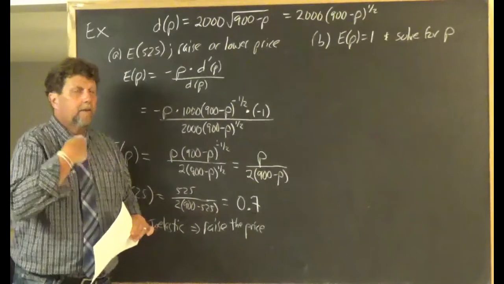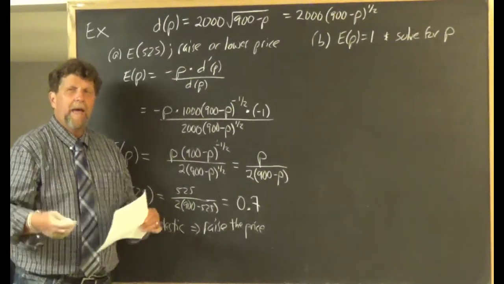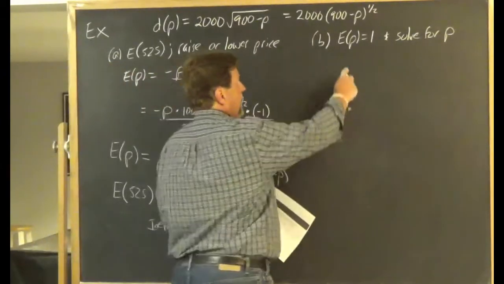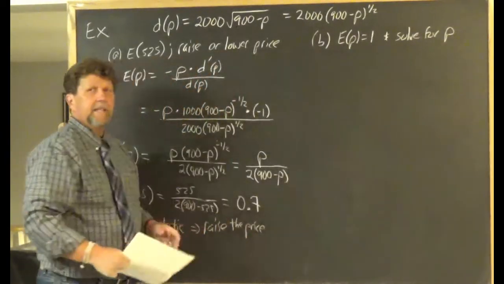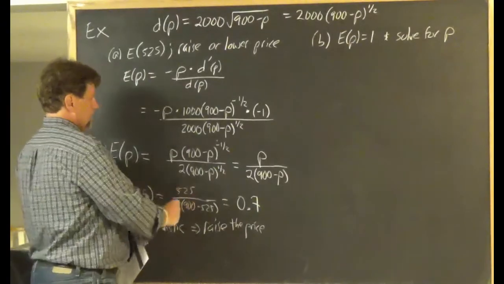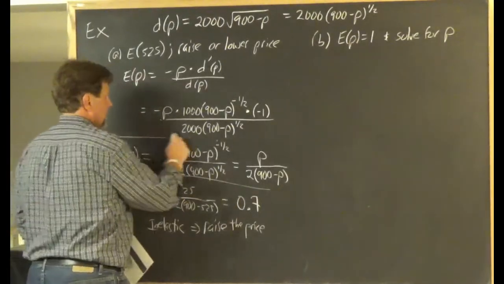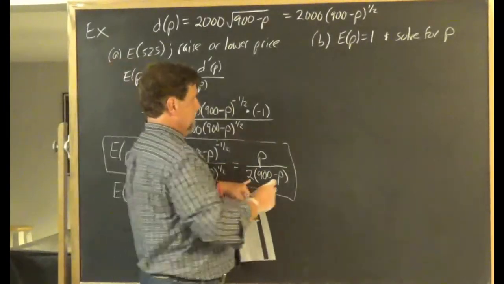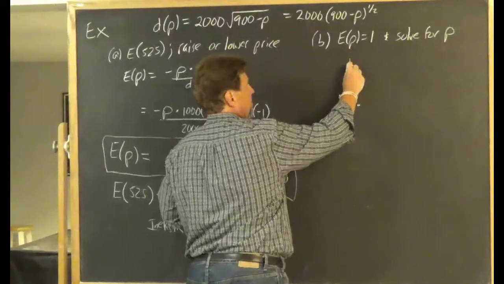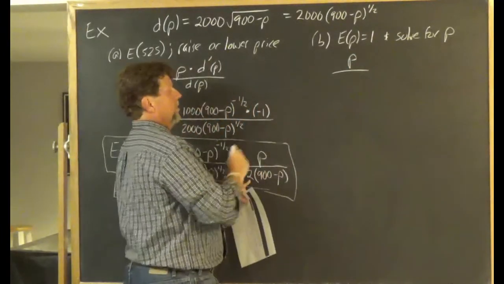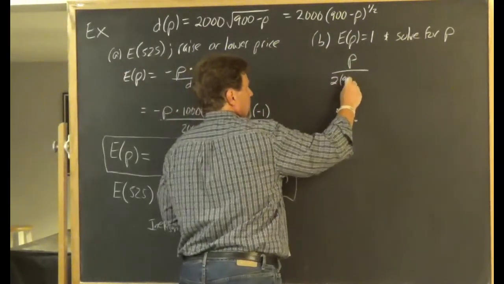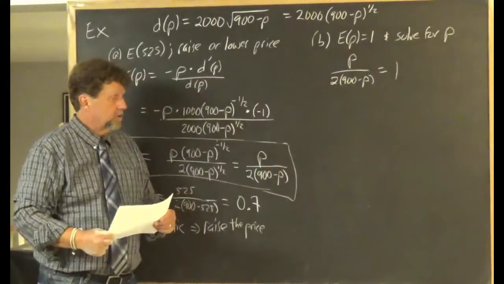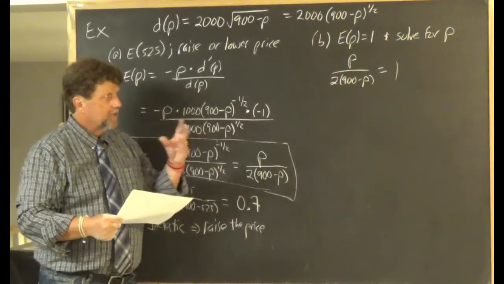And in part B, now we're going to determine the price that will maximize the revenue. So now we know we're going to raise the price. In part B, it says take E of P and set it equal to 1. All right, so here's my E of P. Notice it's very nice that I have it completely simplified. Makes work a lot easier. So E of P is P over 2 times 900 minus P. Okay, so I set that equal to 1. And now I'm going to solve it for P.